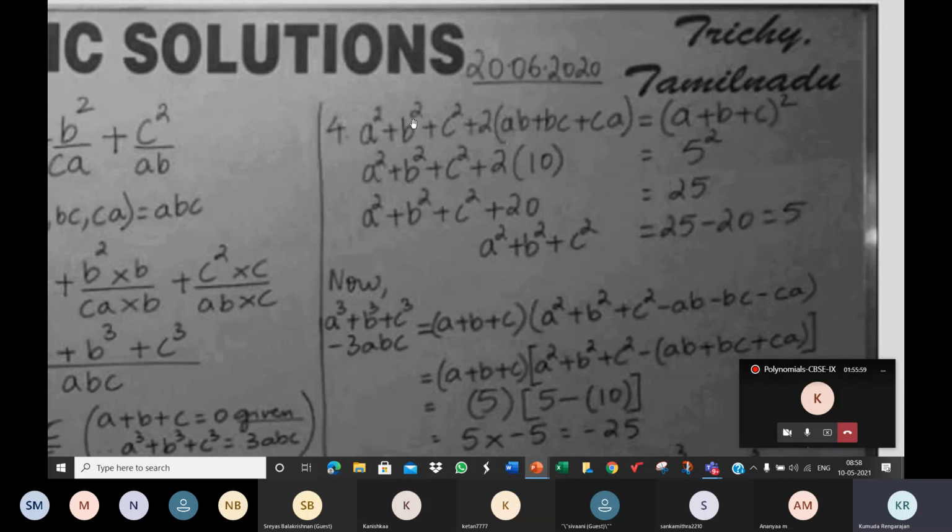You can take a plus b plus c is equal to, there it was 9, and then you square on both the sides, correct? Or you can also write the identity: a plus b plus c the whole square is equal to, write the identity. Why are we doing this? To find the value of a square plus b square plus c square. Because this expression is only in this identity. We need the value of a square plus b square plus c square.